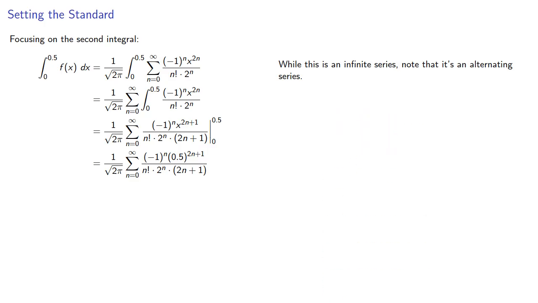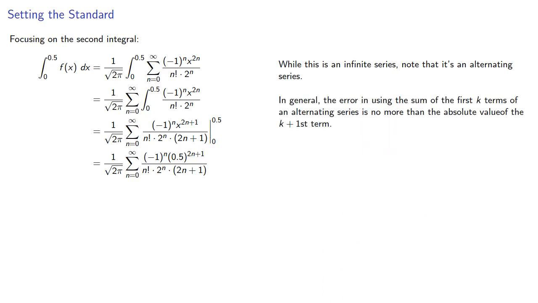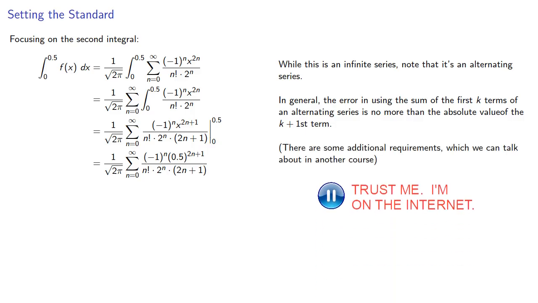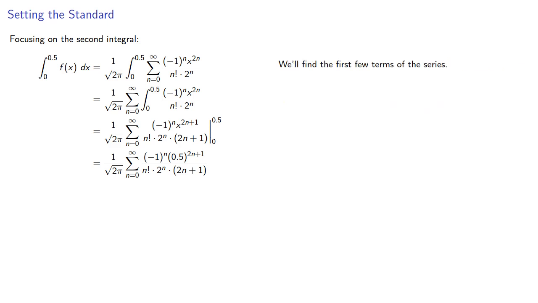While this is an infinite series, note that it's an alternating series. And in general, the error in using the sum of the first k terms of an alternating series is no more than the absolute value of the k plus first term. There are some additional requirements which we can talk about in another course. So we'll find the first few terms of this series.